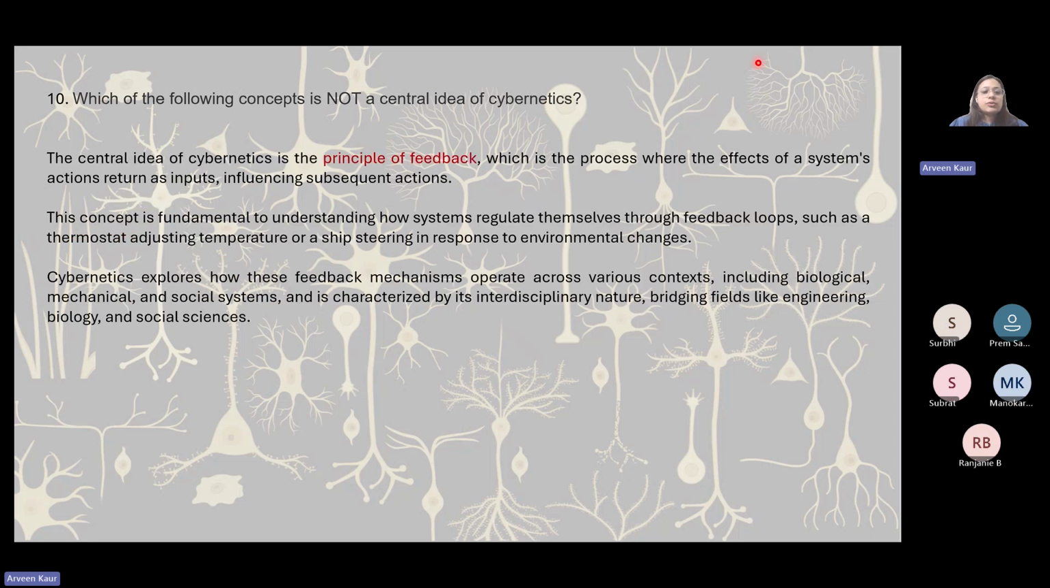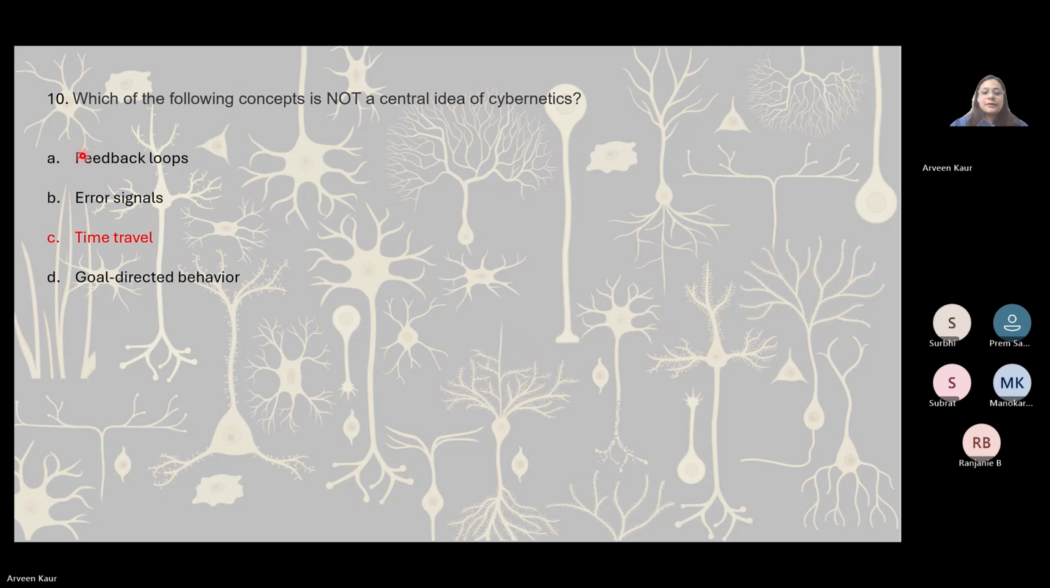So, what is cybernetics? The central idea of cybernetics is the principle of feedback itself, which is the process where effects of a system's action return as inputs, influencing subsequent actions, right? So, if we go back, you can see that feedback loops are a key component of cybernetics, as are error signals.